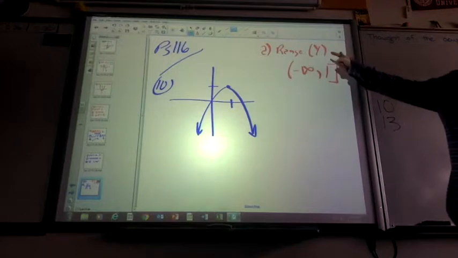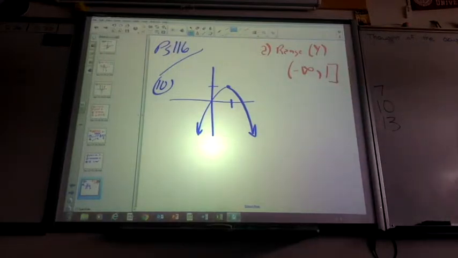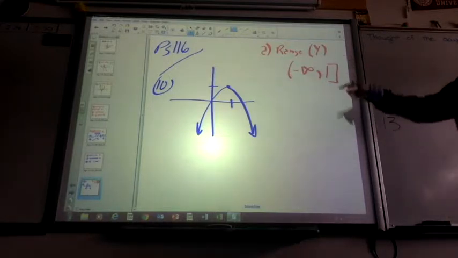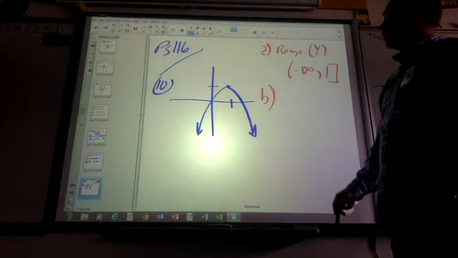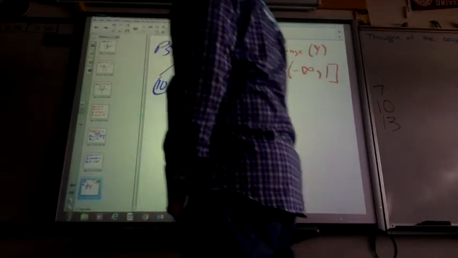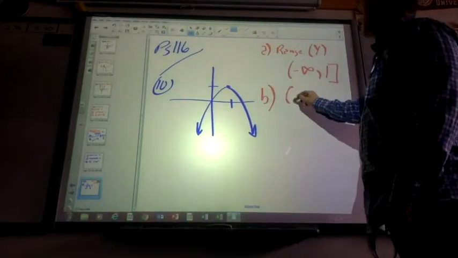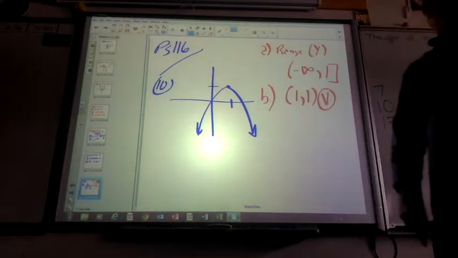Now, am I worried if you made that a parenthesis? I'm not too concerned about this on this test. So if you make everything parentheses on the test, you're fine. Okay? But technically it should be a square bracket. Letter B asks for what? Vertex. 1, 1. Does it really ask for a vertex? Oh, it does. So the vertex is 1, 1. That's the vertex. That should be pretty simple, yeah?